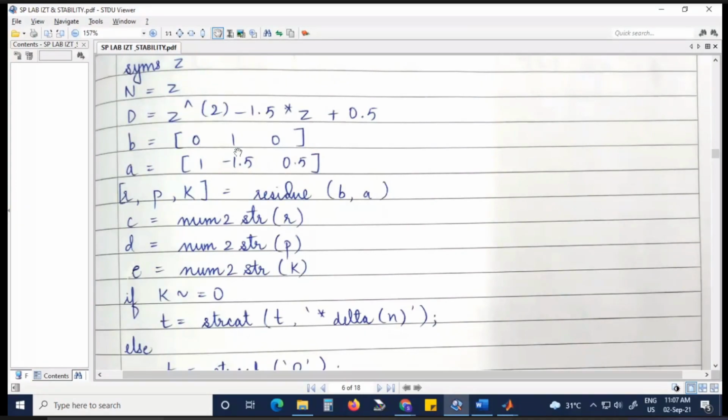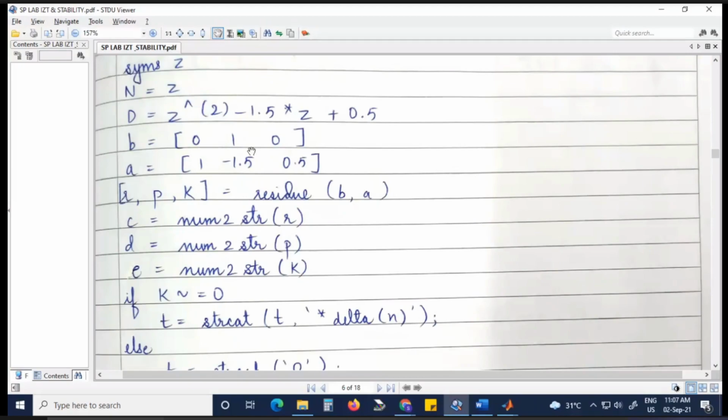1 means z is present with coefficient 1, and 0 means no constant. So it is 0 1 0. And a is what? A is the coefficient array of the denominator, with first element as 1, because z square is having constant 1.